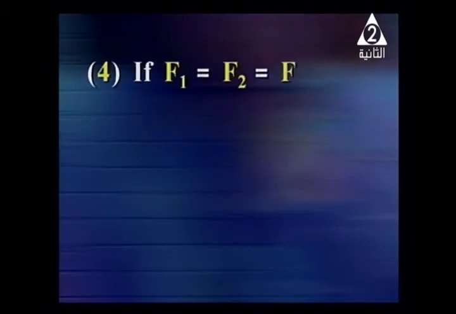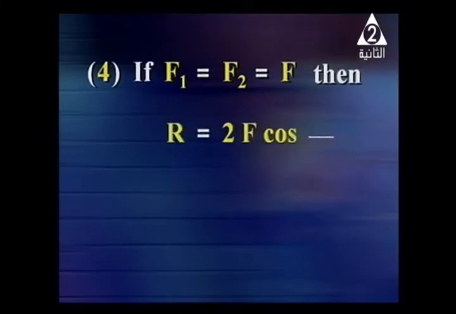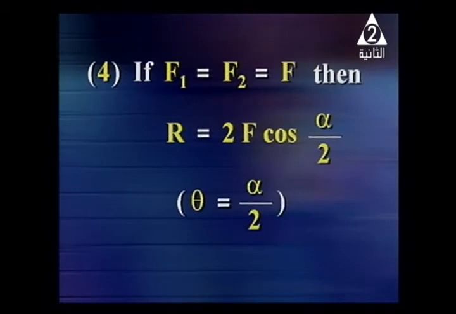Number 4, a special case: if two forces are equal and each one equals F. What is the resultant? R equals 2F cosine alpha over 2. For example, when two forces act on a body, each one is 5 Newton, then the resultant in this case equals 2F cosine alpha over 2. And alpha over 2, what is alpha? Yes, the angle between F1 and F2. In this case, theta equals alpha over 2. What is the meaning of theta? The angle between R and F1.